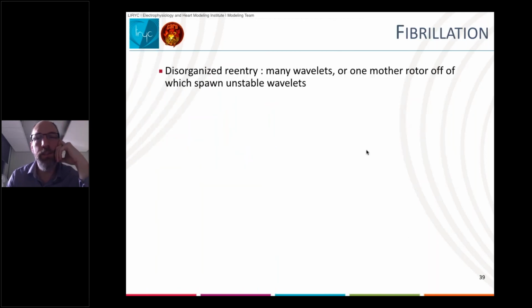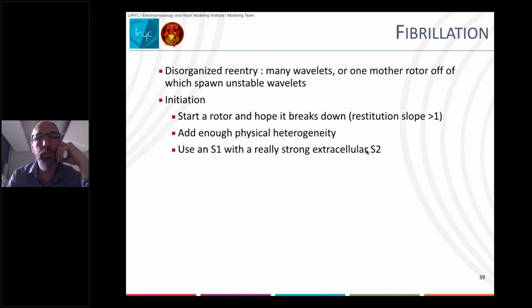And if we look at, here's an example. So again, how do we defibrillate? You can start a rotor and hope it breaks down. You can add enough physical heterogeneity where a simple rotor will break down, or you can use an S1 with a really strong S2. I'll show you all these.